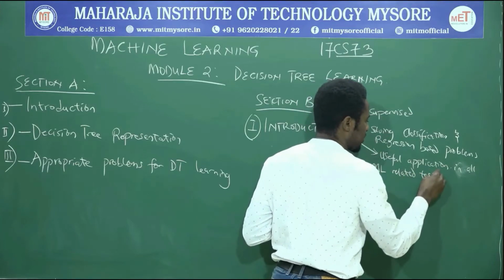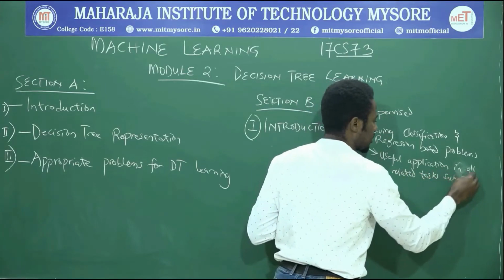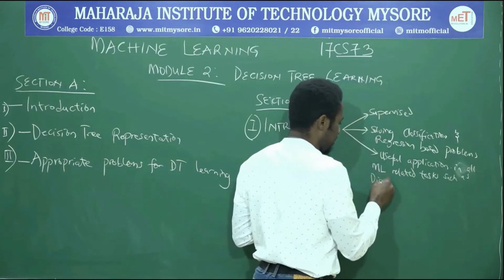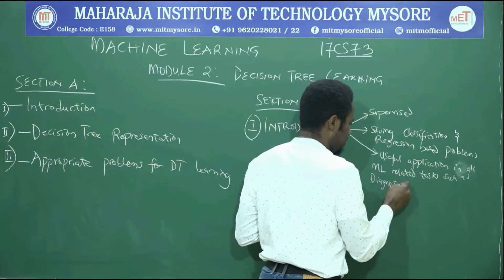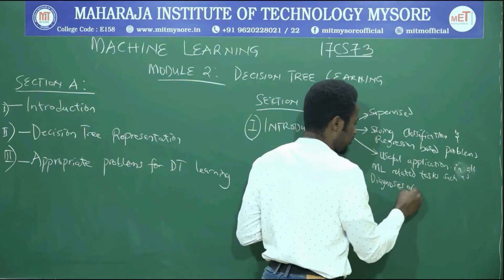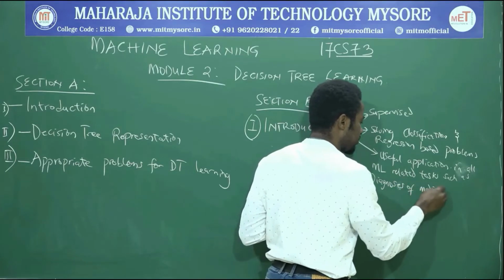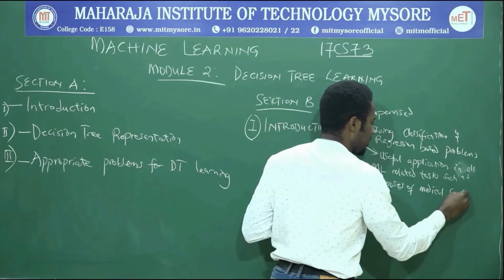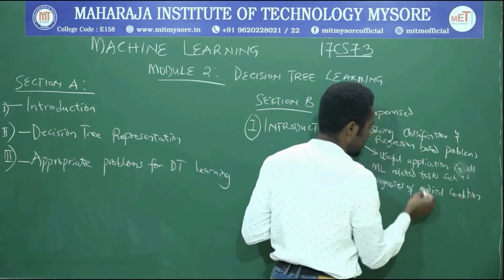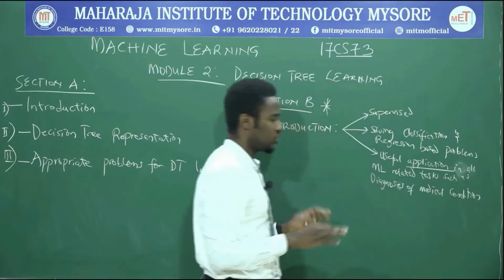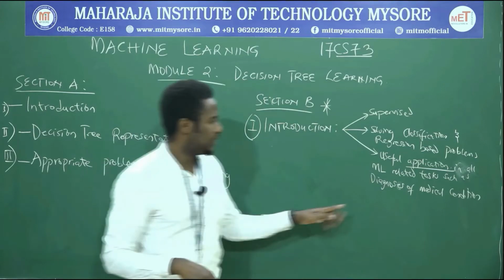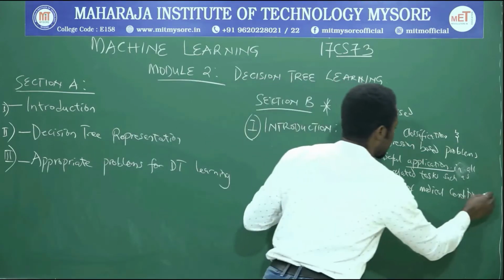tasks, such as diagnosis of medical conditions. So can you tell me quickly? So I'm talking generally about the applications of what? Decision trees only now, okay? Diagnosis of medical conditions. Then what else?